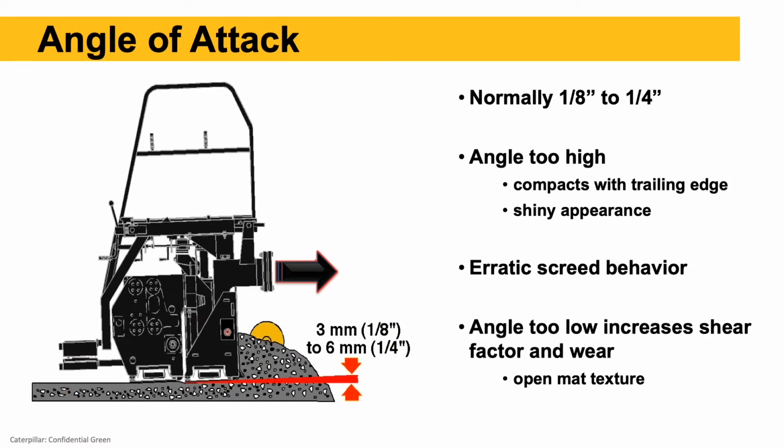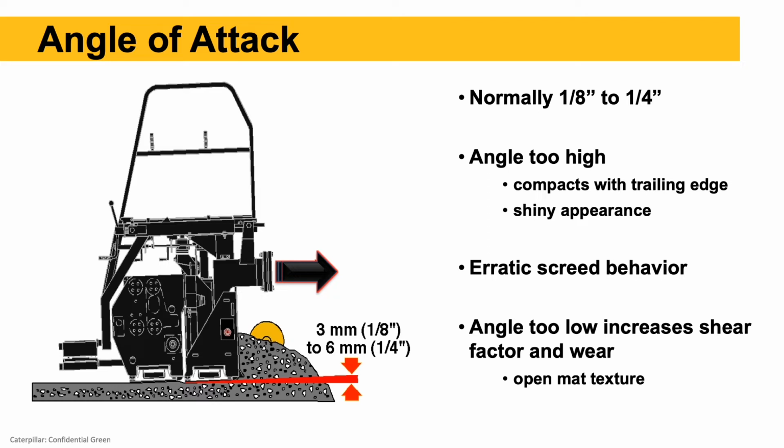So going back to angle of attack, normally 1/8 of an inch to 1/4 inch angle of attack, or that nose-up attitude. If we get too high of an angle of attack while we're paving, it's going to compact with the trailing edge of that screed. So very little of that screed plate will actually be riding on the mix. What tends to happen is you'll see a shiny looking mat. The rear of the screed plates will wear out faster. We'll have erratic screed behavior because we've only got a small contact area between the screed plate and the mix if that angle of attack is too high.